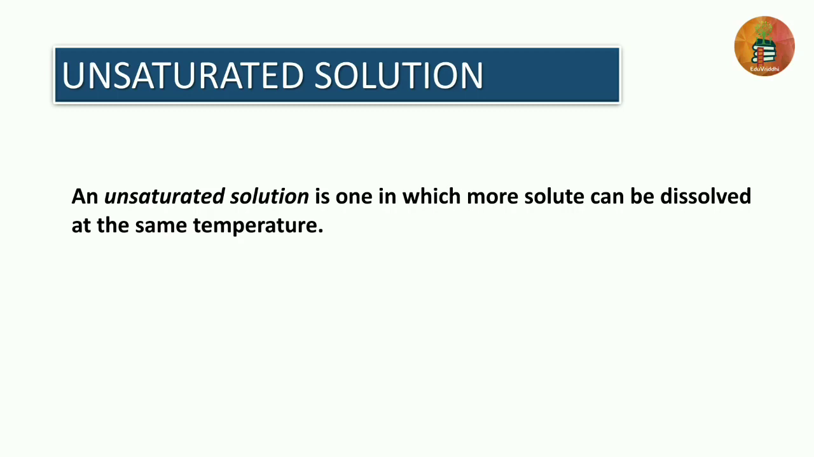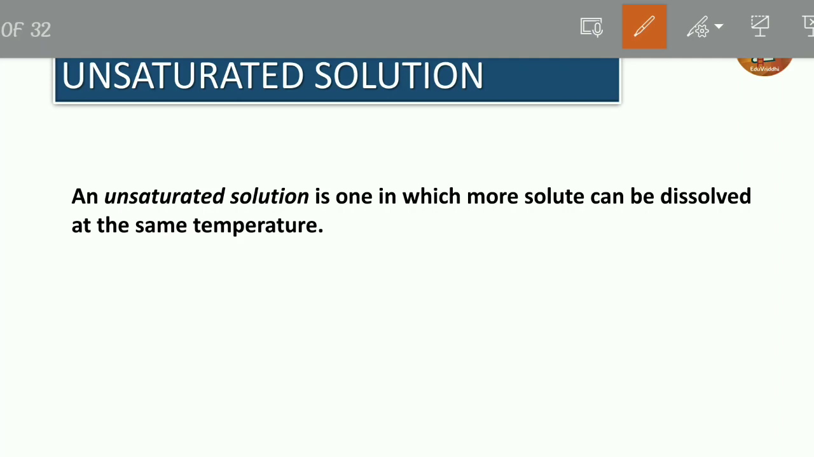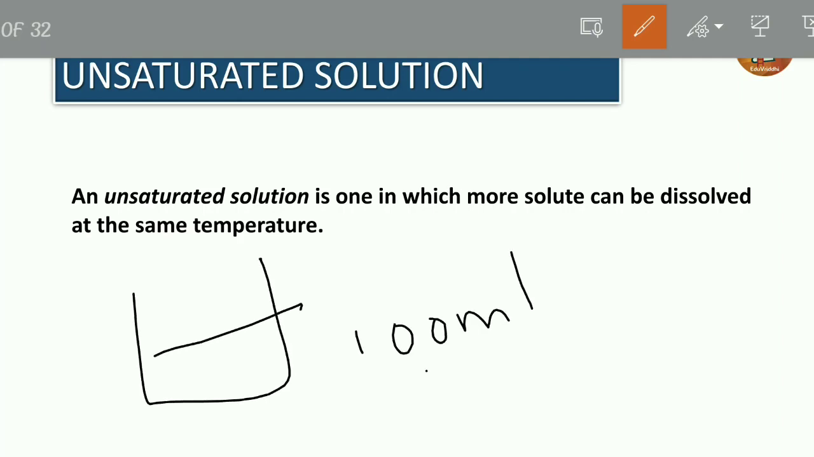Now let's see what an unsaturated solution is. As the name tells, it's the opposite of saturated. It is called an unsaturated solution. So it is a solution in which more solute can be dissolved at the same temperature. So consider a particular solvent like the previous example. Let me take 100 ml of water at a particular temperature. We know that the third spoon of salt or sodium chloride is not dissolving in this solvent, but the second spoon is dissolvable in this solvent.